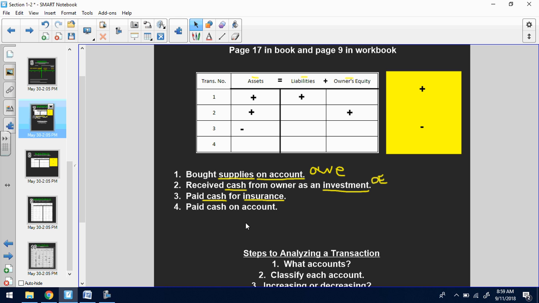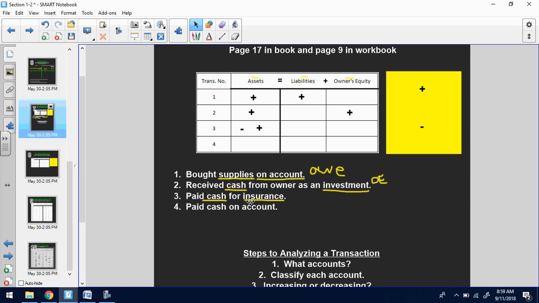But what are we buying? We're buying insurance. Insurance is also an asset. Think of it this way. We're just replacing our cash with insurance. So insurance is going up and cash is going down. So this side of the equation basically stays the same, which keeps the entire equation equal. So you can actually have 2 on one side as long as it remains equal.